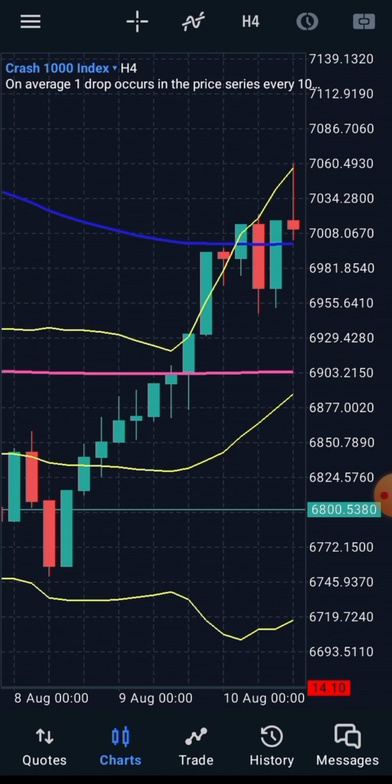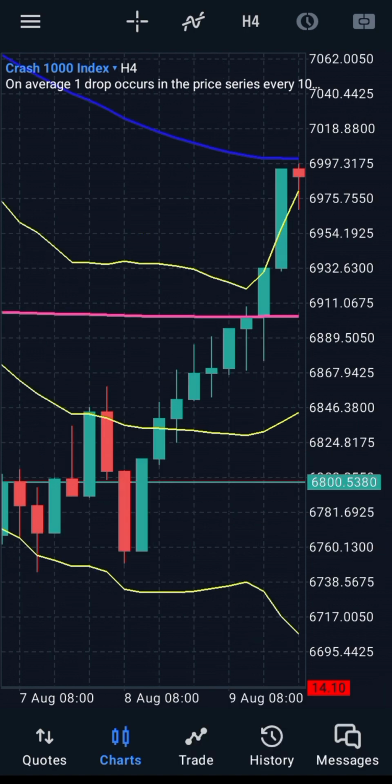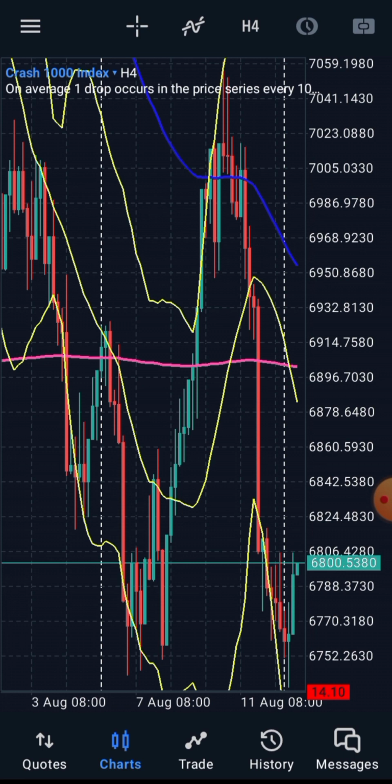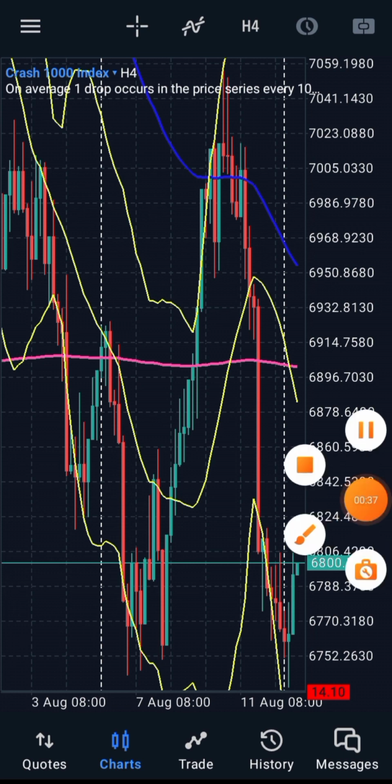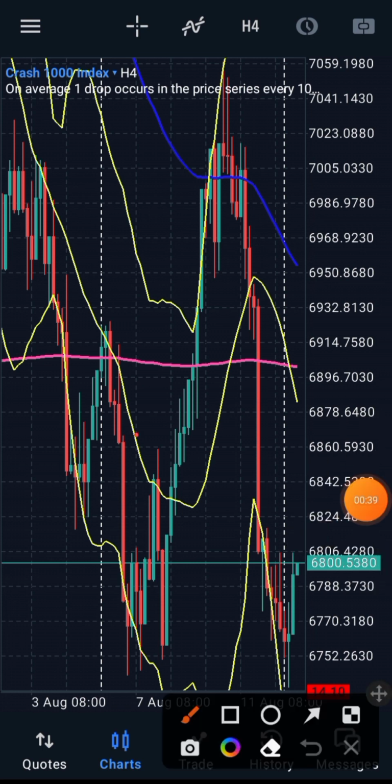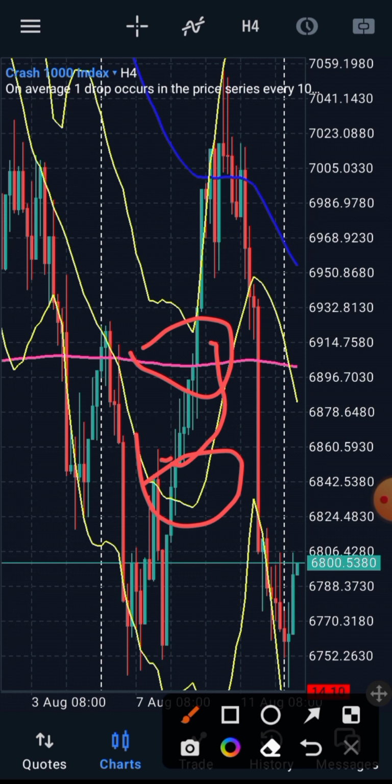So when you want to buy the Crash 1000, what you want to see on the Bollinger Band entry is the candles above the 20 period of the Bollinger Band. You want to see the candles above like this. Sometimes to be on the safer side, you have to see this as well, being above this one and above this one. That is the pink and the blue, have to be above those two.